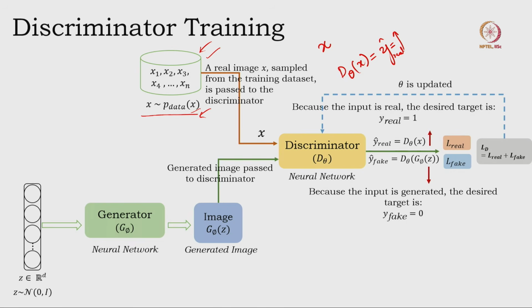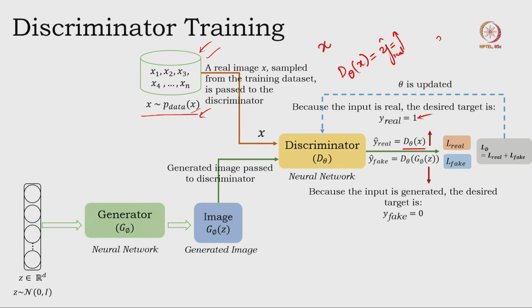Now look at this. When y hat is the prediction made for a real image, what should be its ground truth? What should be y real? The desired target is that y real should be 1. Why should y real be 1? Because it's a real image, right? When it is a real image, the prediction made by the model should be very high and its ground truth should be 1. I hope this is clear. Therefore, for a real image, the discriminator should produce this d theta of x, a value which is closer to 1. I hope this is clear.